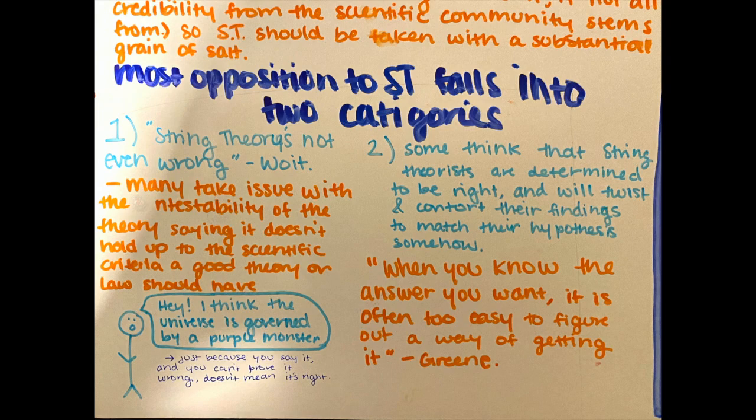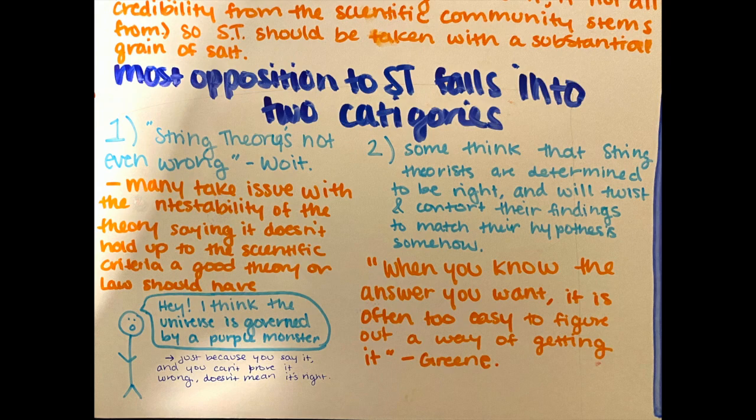Meaning that a lot of classic physicists and scientists believe that something's only correct if you hypothesize and then test over and over again and have so much evidence that you really can't refute it. So it doesn't play along with that traditional mindset of science, and a lot of people are opposed to that. And one thing I have is this little guy, and he says, "Hey, I think the universe is governed by a purple monster." And under that I have: just because you say it and you can't prove it's wrong doesn't mean it's right. So that's an easier way to see that criticism in a different situation.